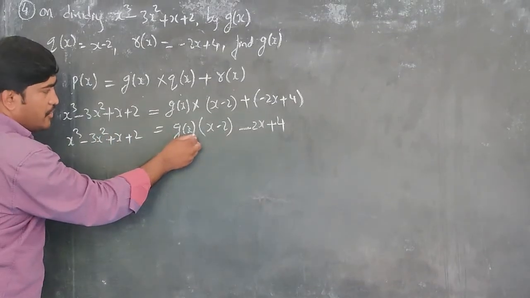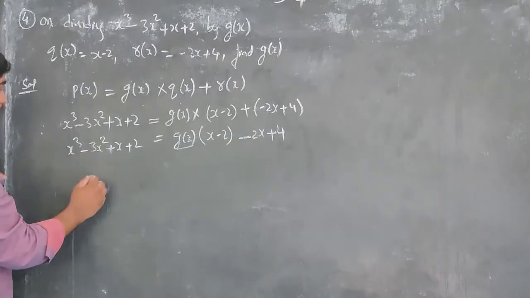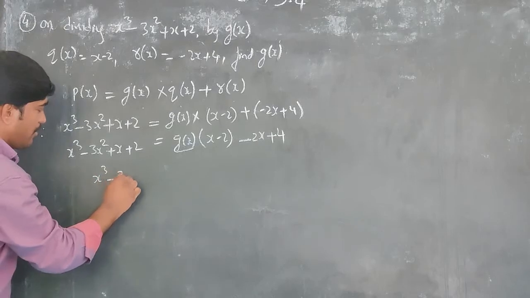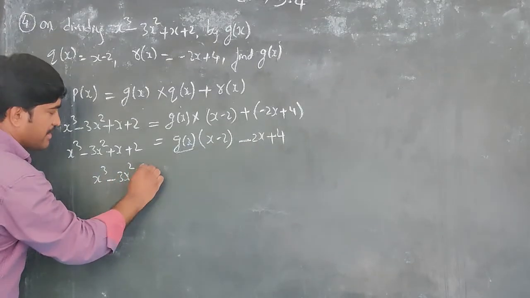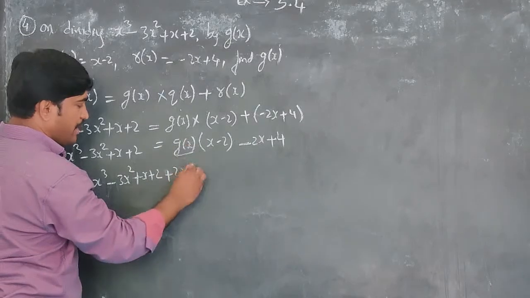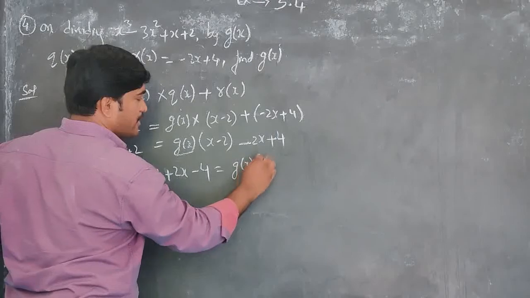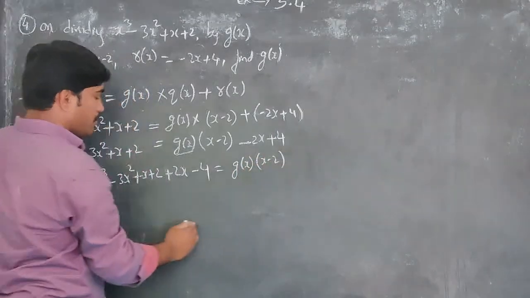Here I need g of x. So I will take this term to this side and keep it. Now what happens? x cube minus 3x square plus x plus 2, minus 2x becomes plus 2x, plus 4 becomes minus 4, is equal to g of x into x minus 2.